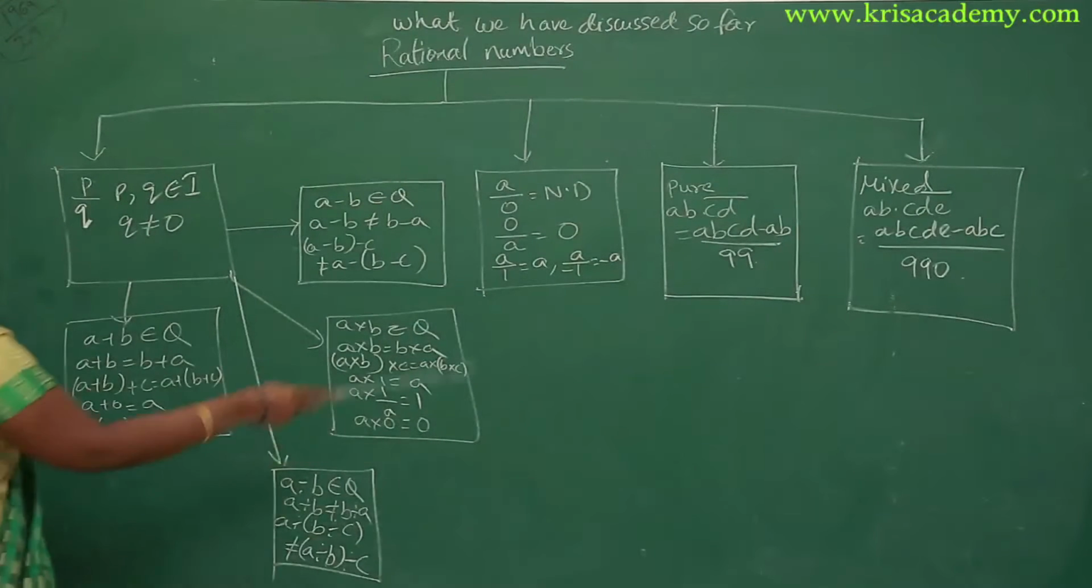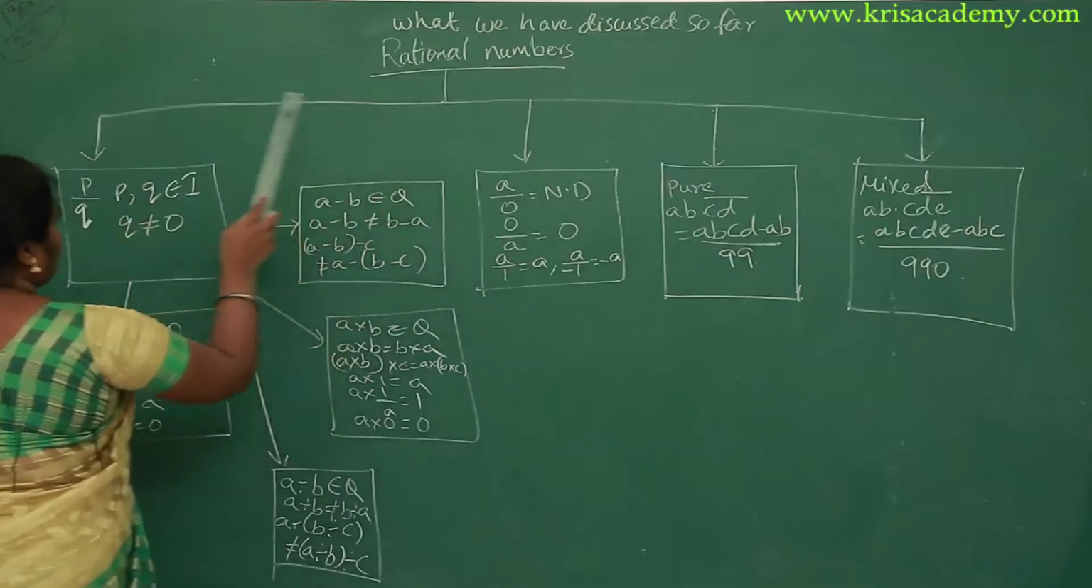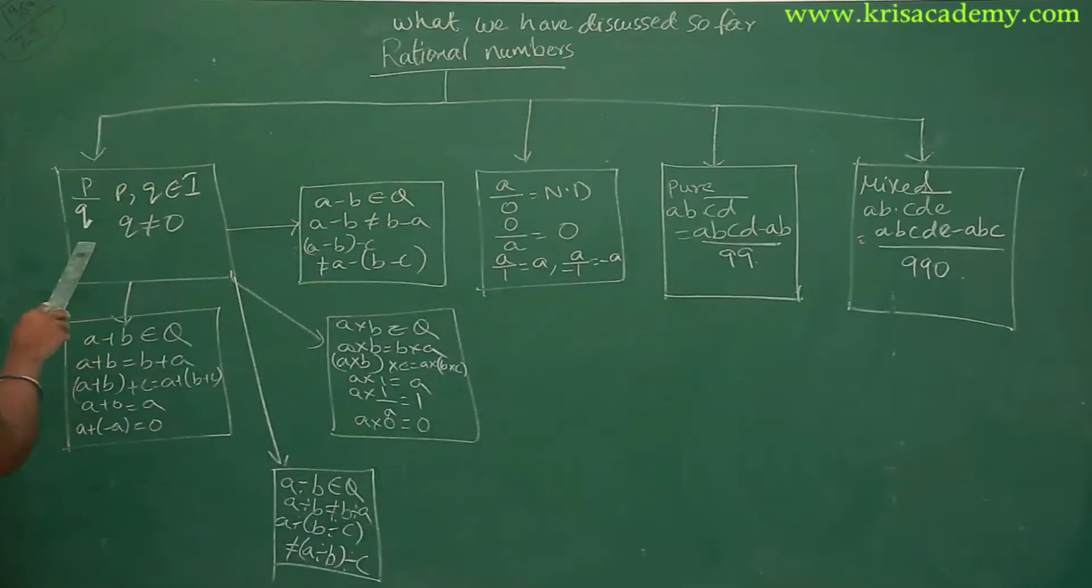So now what we discussed so far about rational numbers, just a brief explanation. First is definition. Rational number will be in the form of p by q. P, q belongs to integer set. Q not equal to 0. These are the two conditions of a rational number. Once again, p by q is a rational number. P comma q belongs to integers and q not equal to 0.